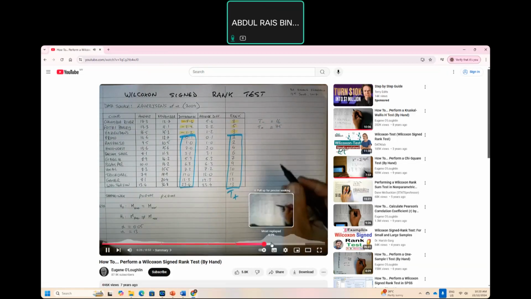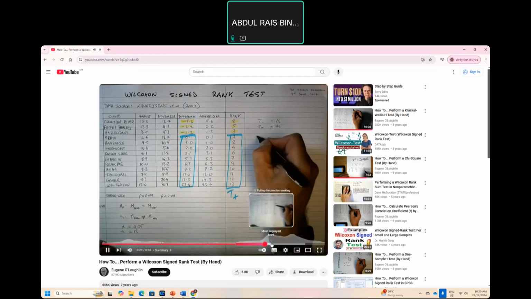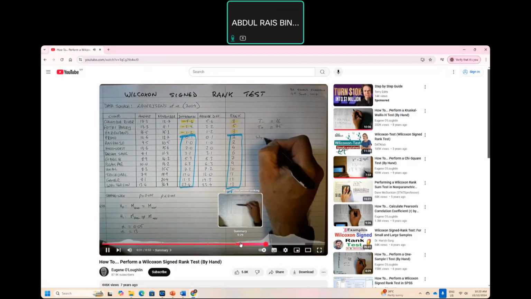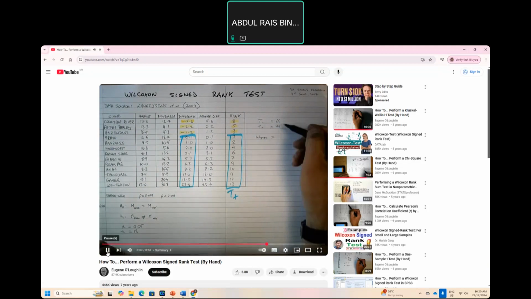The Wilcoxon signed rank test statistic is called W. So my W stat, what's the test statistic? Well, it is the smaller... Okay, sama juga prinsip macam bandwidth ni. Choose the smallest value between the two groups. In this case, positive lagi banyak, negative lagi sikit. So the W stat is 16, of these two values here. So the W stat is 16.